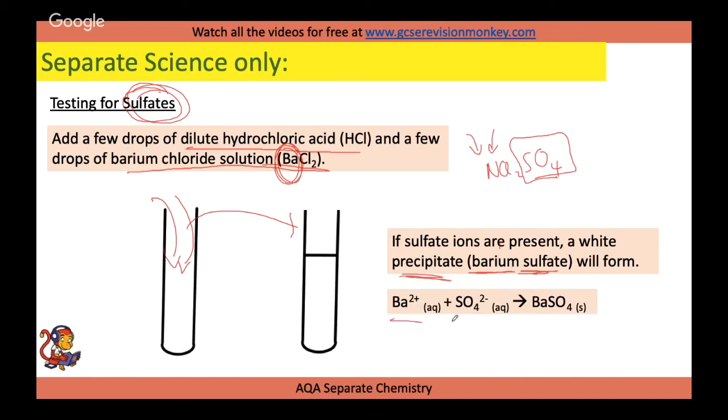And that's just showing it there. Barium ions and sulfate ions making barium sulfate. Solid there, look out for that. That's showing you that a precipitate is formed if it's got a solid.